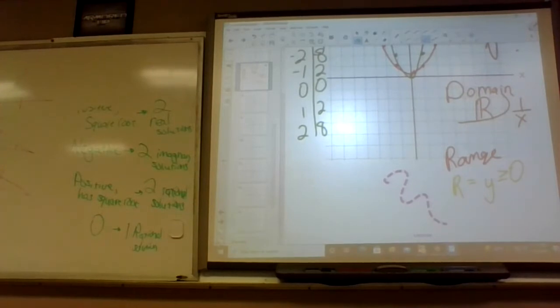The vertex, where is the vertex at? Negative 1, 1. So that would be h. All real numbers is f for number 1, a fancy R. Number 5, what's the y-intercept? Where does it cross the y-axis? 0, 2. Y-intercept means where it hits the y-axis.